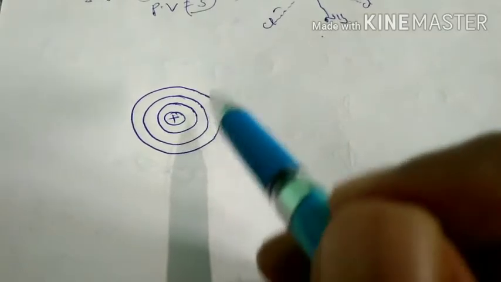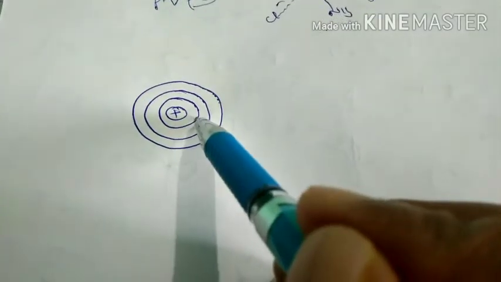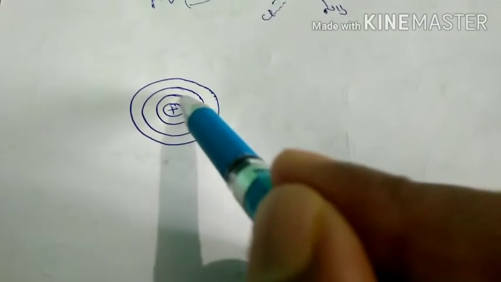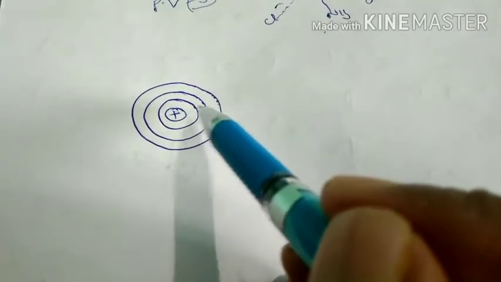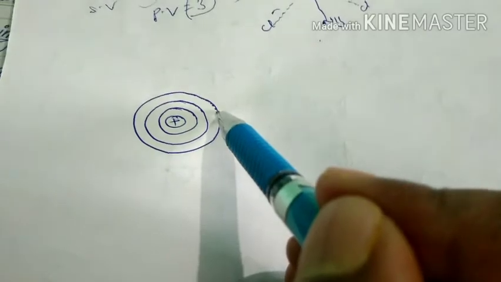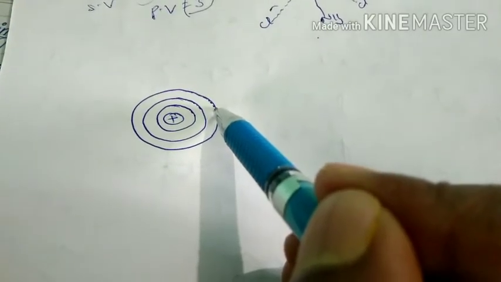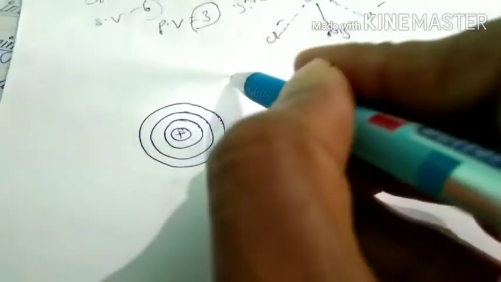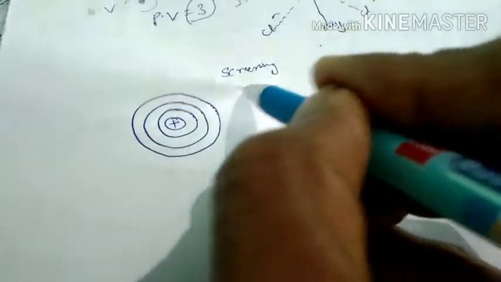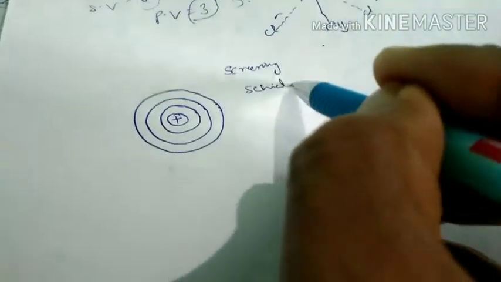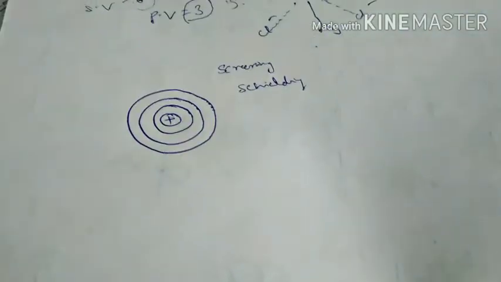So what is the point here? Due to the presence of electrons in inner shells, the attraction between the nucleus and outermost electrons decreases. That is called the screening effect. One more name is the shielding effect.